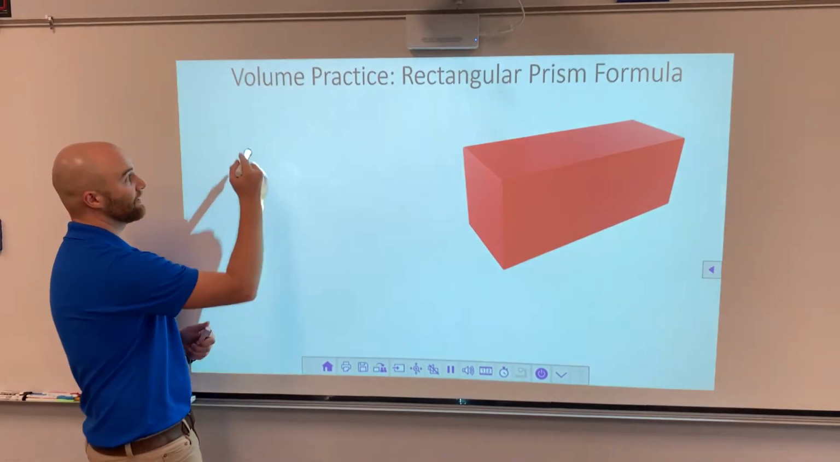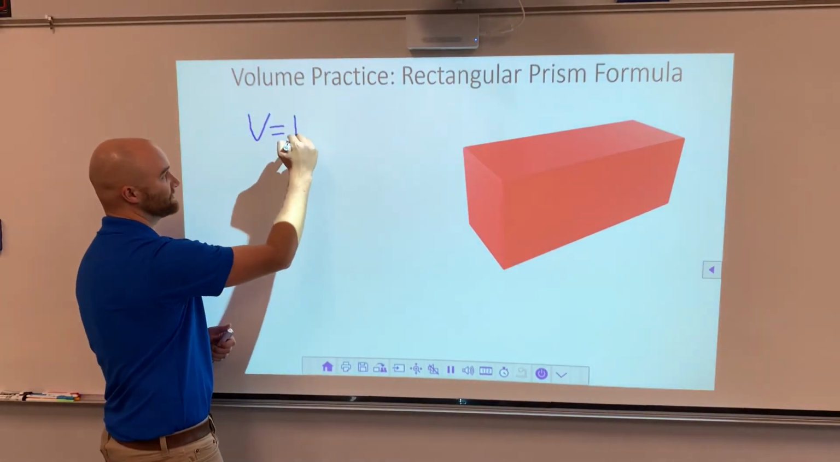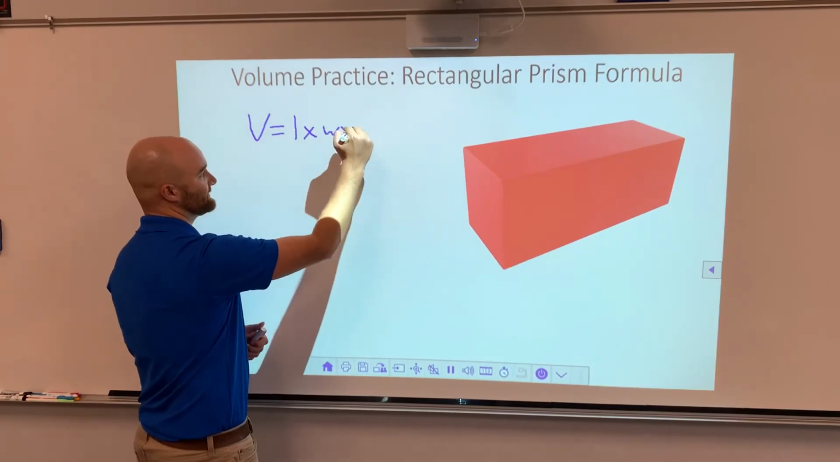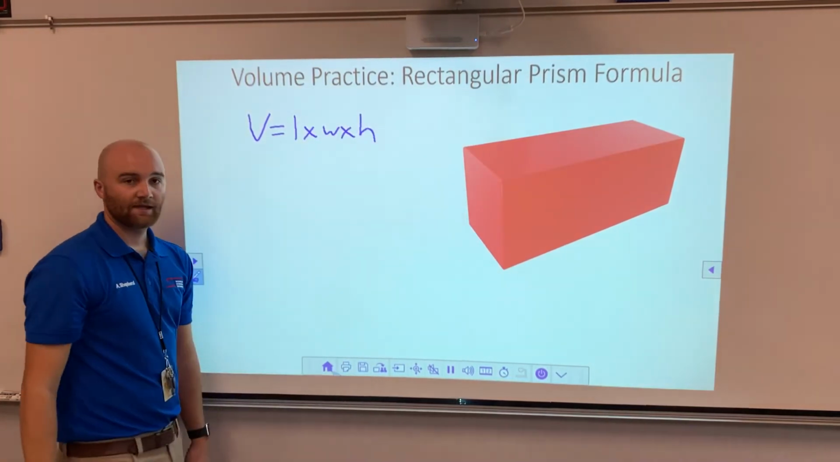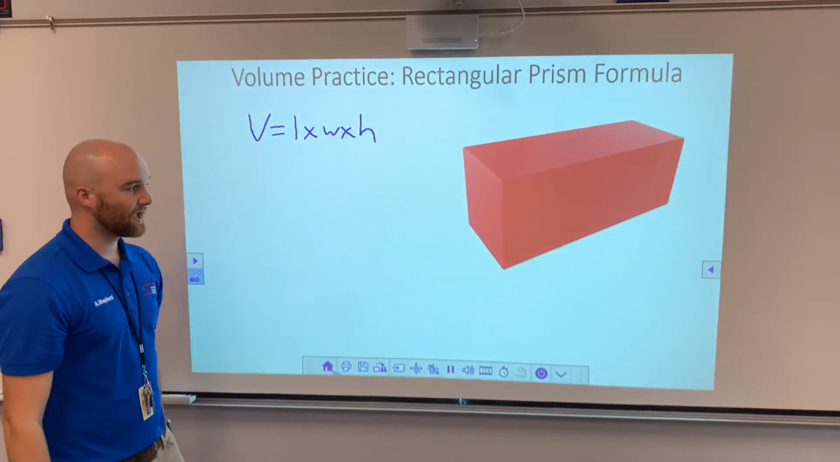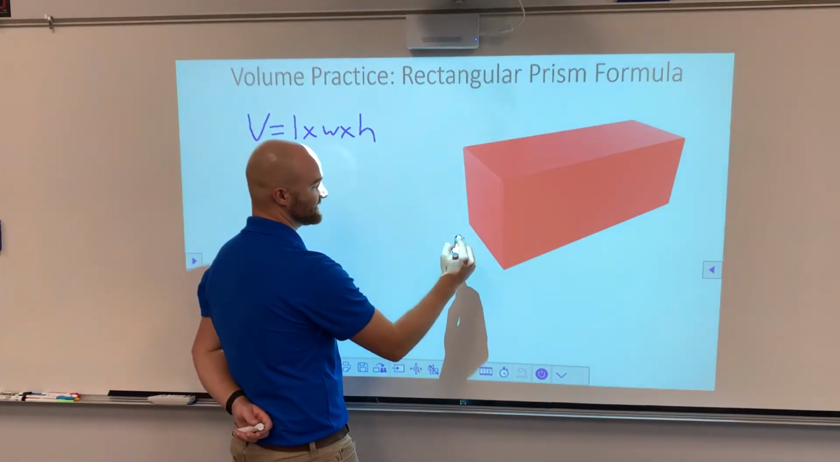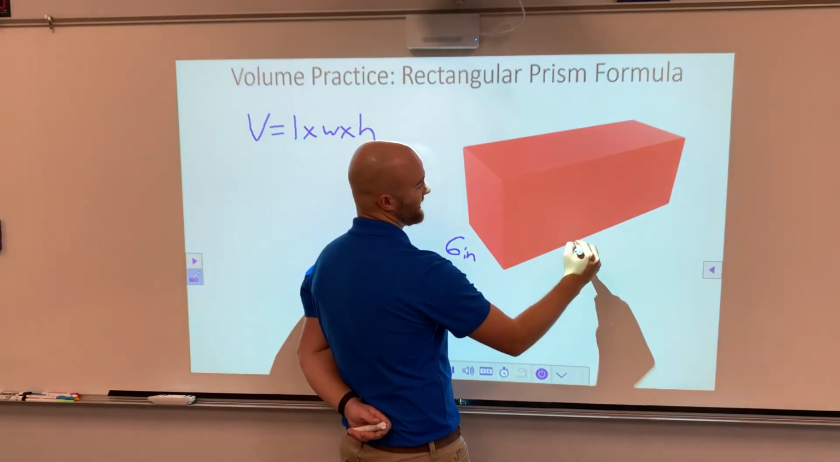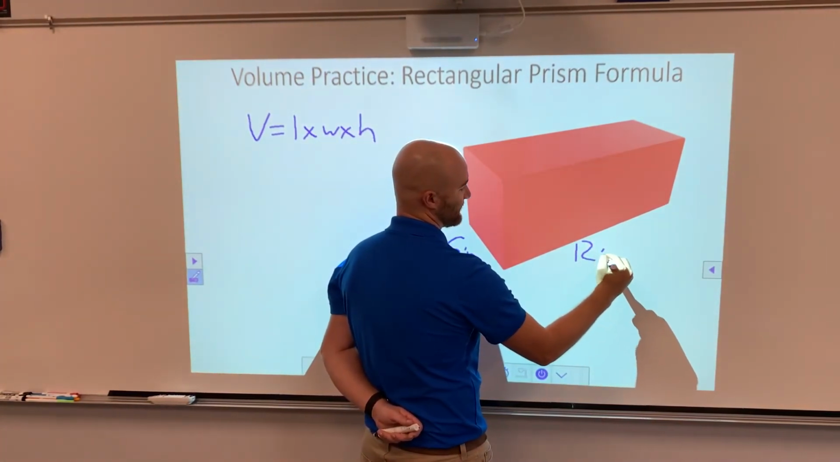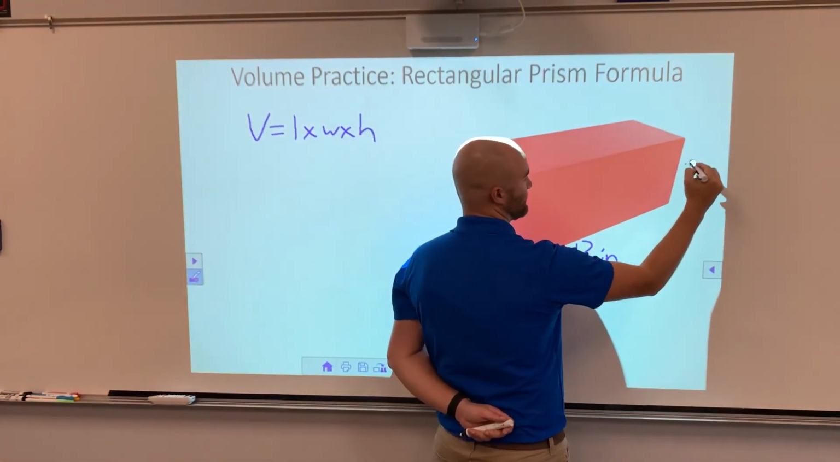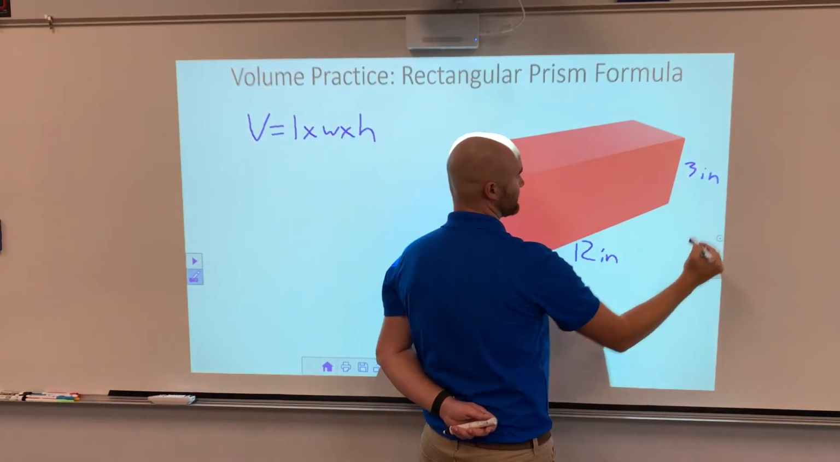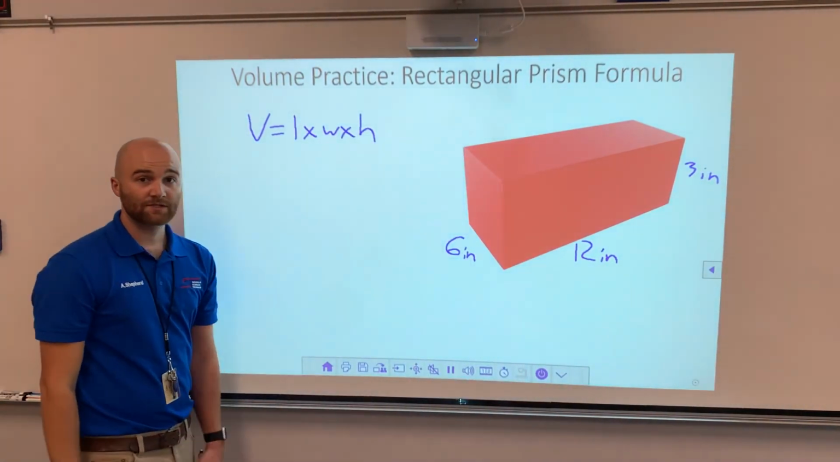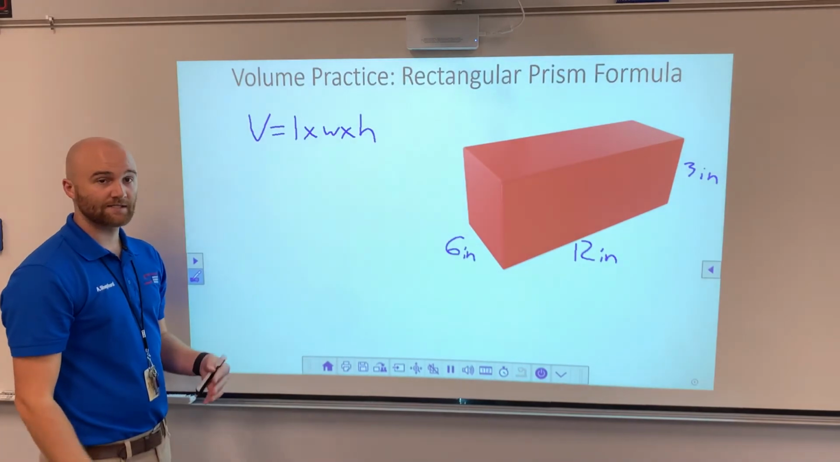All right, remember our volume formula. Volume is equal to the length times the width times the height. I'm going to plug in some numbers and I want you to try it. Let's say this is 6 inches by 12 inches by 3 inches. See if you can solve it. Pause the video now and see if you can solve it.